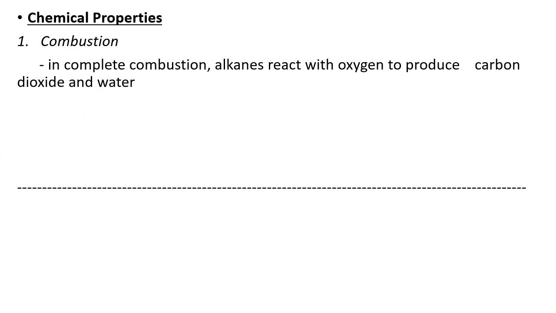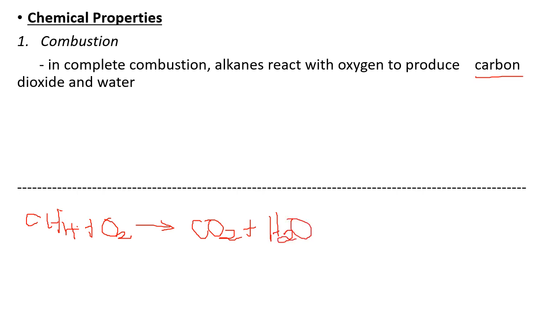So to show that, let me just try to write the chemical equation. So I'll just give an example of methane gas. So methane gas here will react with oxygen to produce what? Carbon dioxide. So it will produce carbon dioxide there, and water. Okay, so this is complete combustion. So complete combustion meaning that there is enough supply of oxygen.